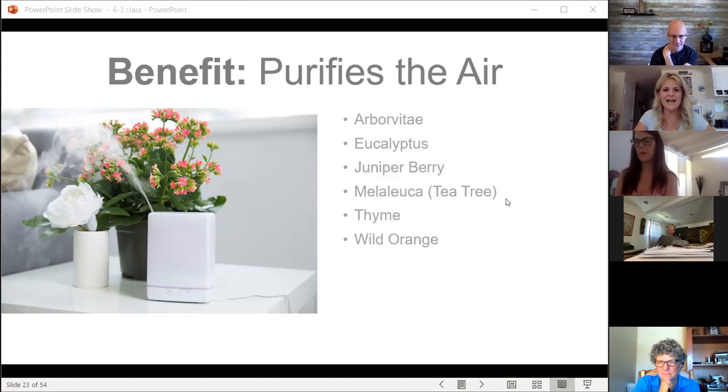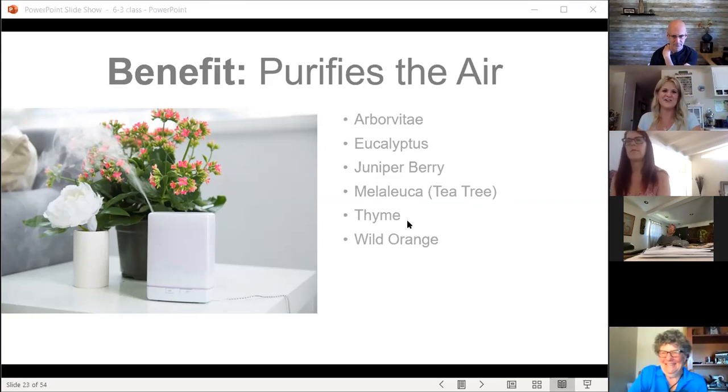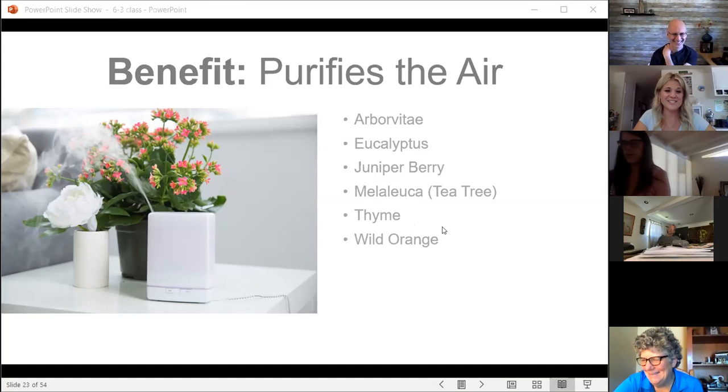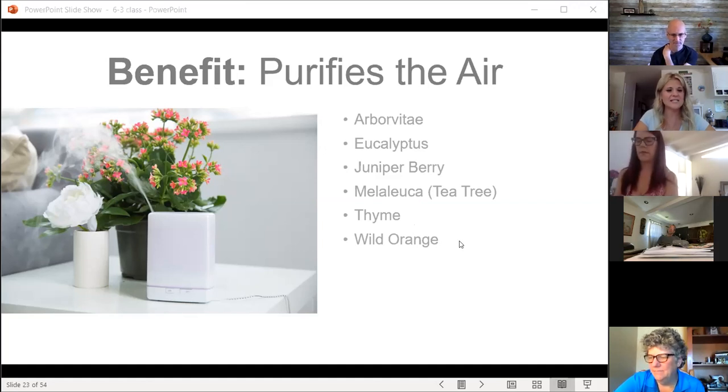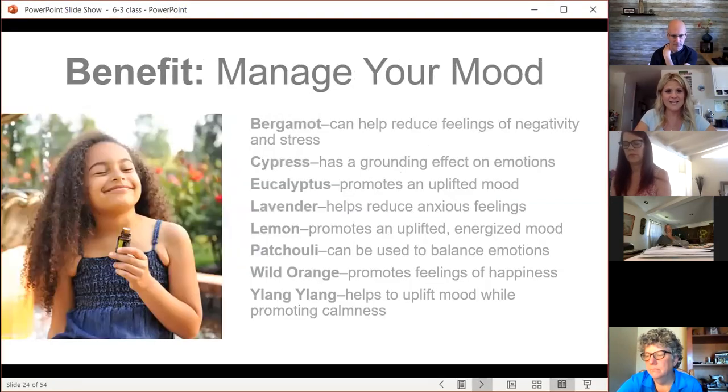Thyme oil is also very purifying. Thyme is great for its cleansing properties. I'm trying to be very compliant in today's lecture, but it's also antiviral. So thyme oil is a great one to have on hand at this point. Because it is a hot oil, what I've been doing to help support my body's natural immune defenses is putting it on the bottoms of my feet. And then wild orange is a lovely aroma, but it's also very purifying and cleaning.